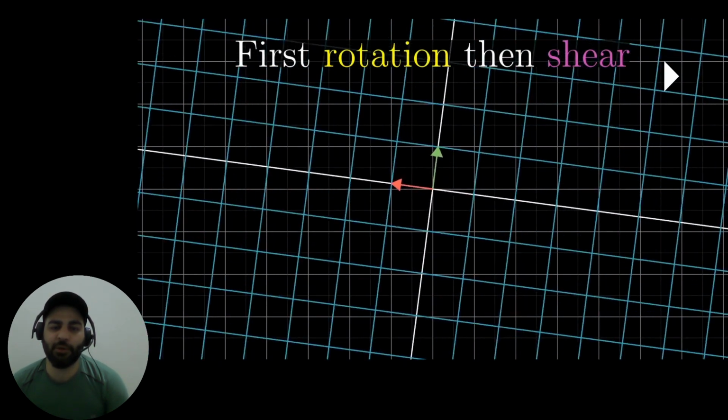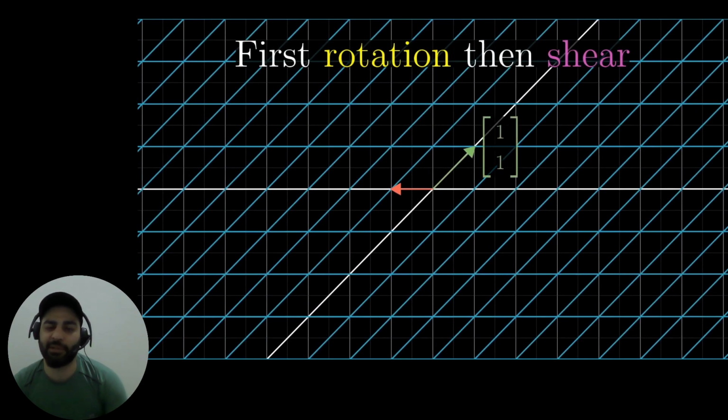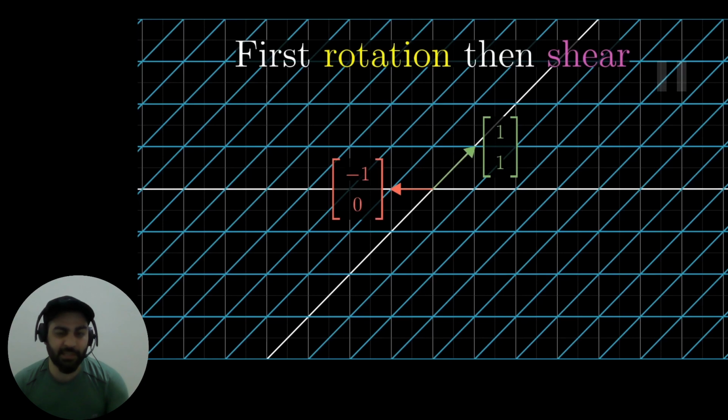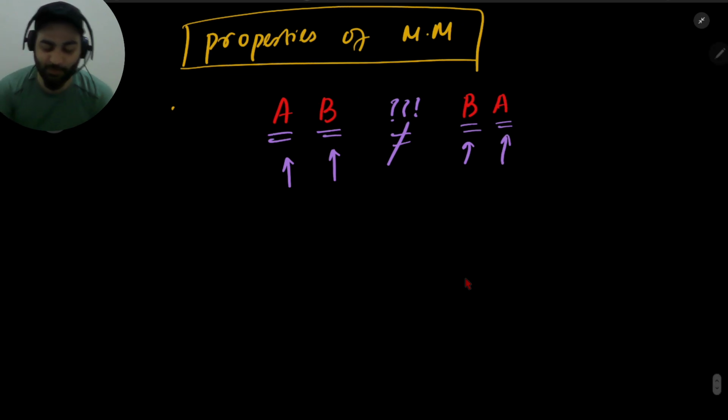Now we'll apply the rotation first and afterwards the shear. Now you can see we got a completely different matrix. So by seeing this animation, it is pretty clear that this is not equal. So this is a proof. If somebody asks you, is this a proof, you can just show the animation.